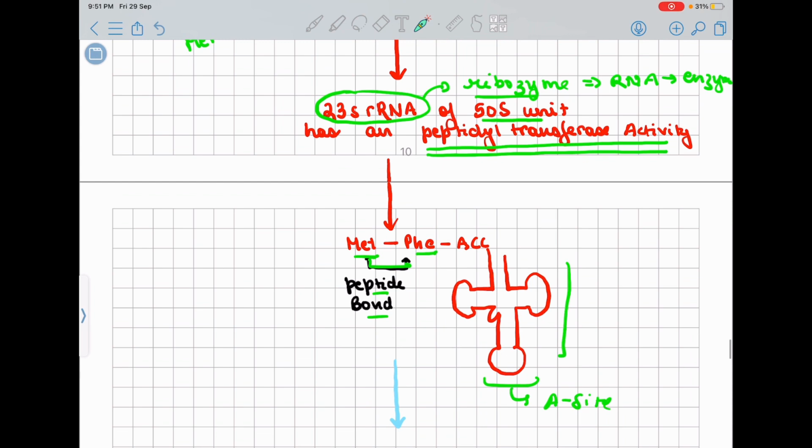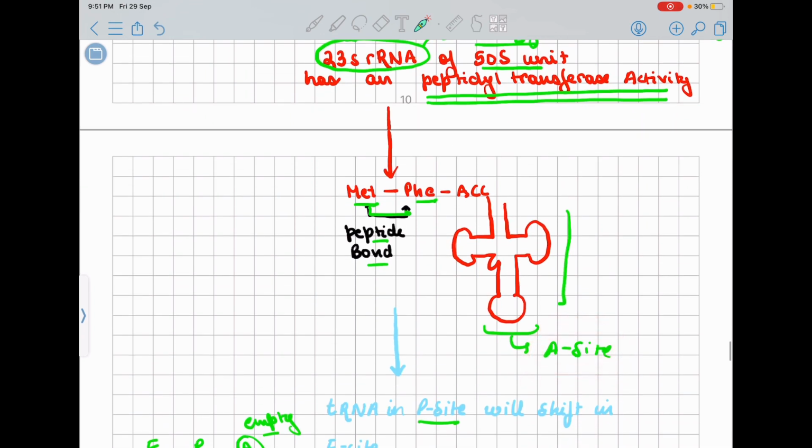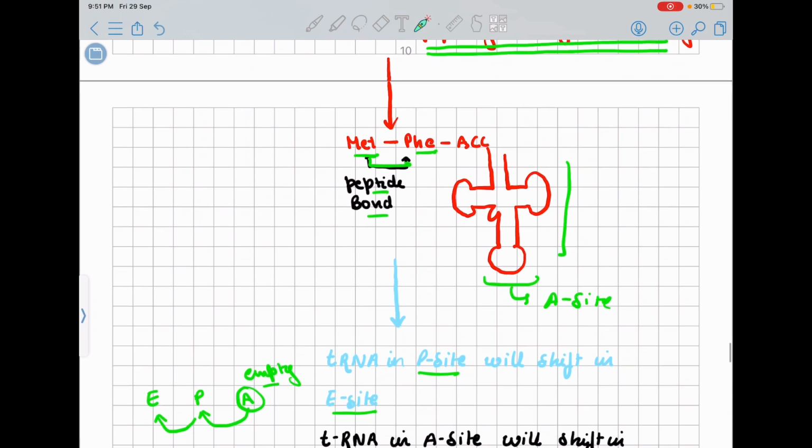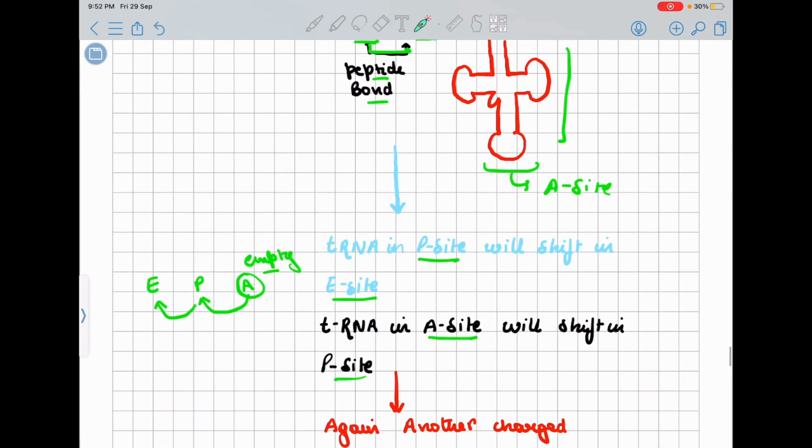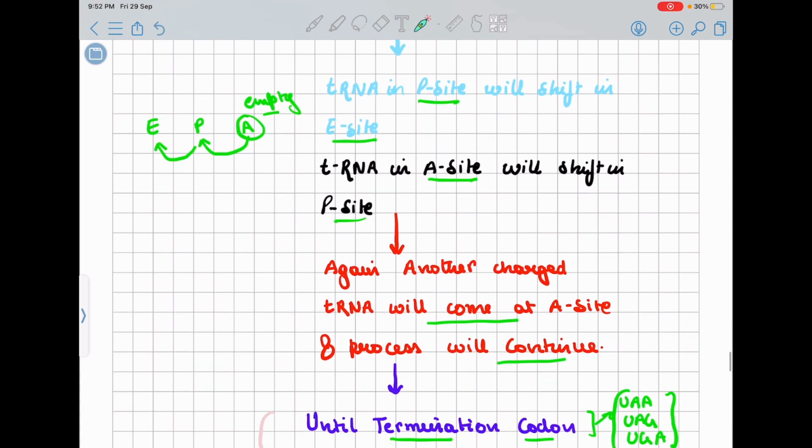Then there is a formation of peptide bond, and you should remember that this tRNA is still present on A site, right? And the tRNA which was attached to the methionine is broken. Now shifting will take place. What was present in A site will shift to P site, and what was present on P site will shift to E site, right? Again, now A site is empty. Another tRNA, which will correspond to the sequence present on mRNA, will come and will continue the elongation process.